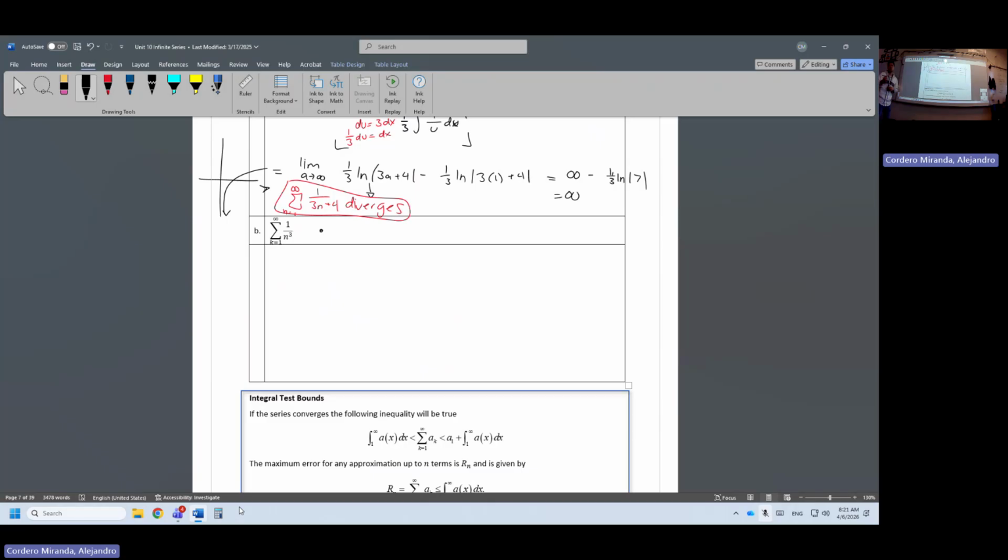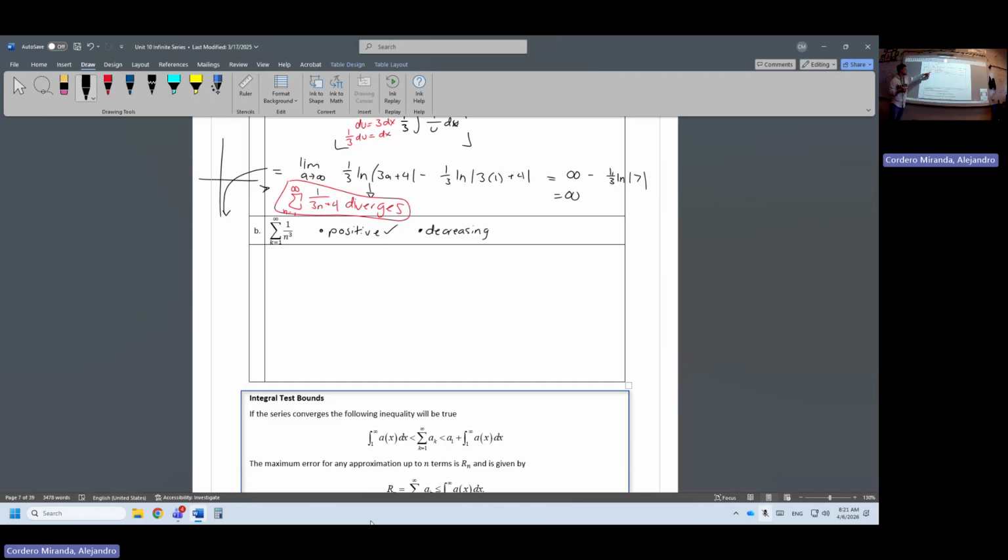What was one of the 3 requirements? Positive. Okay, is this function always positive between 1 and infinity? Yeah, of course. Then what were the other ones? Decreasing. Okay, decreasing and continuous. Good job.